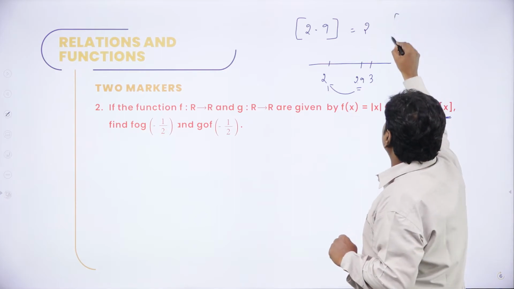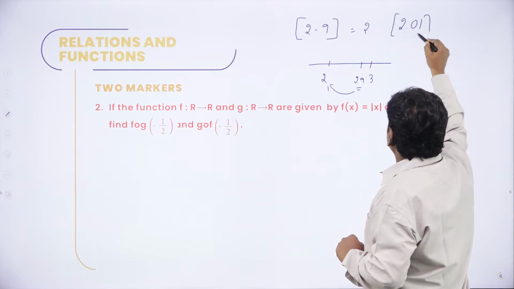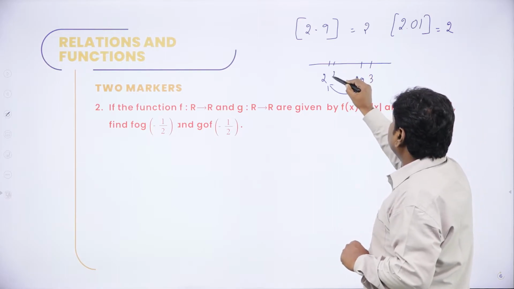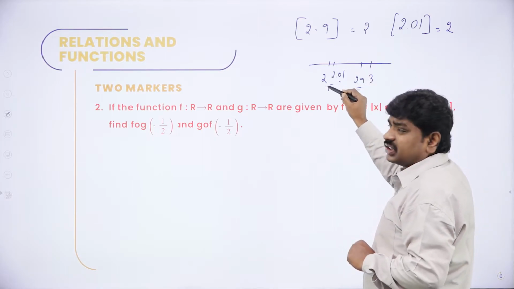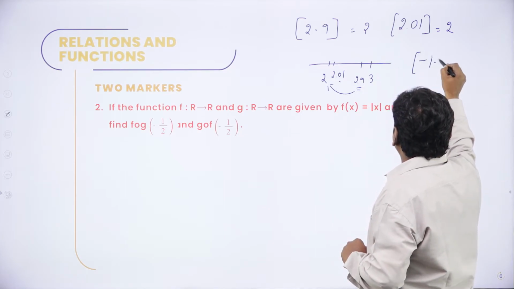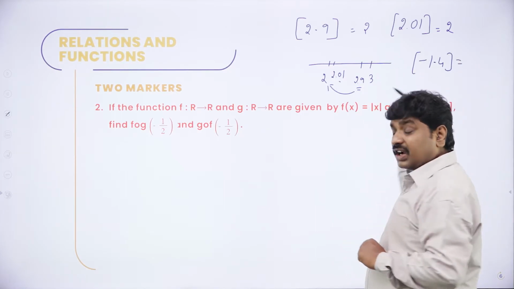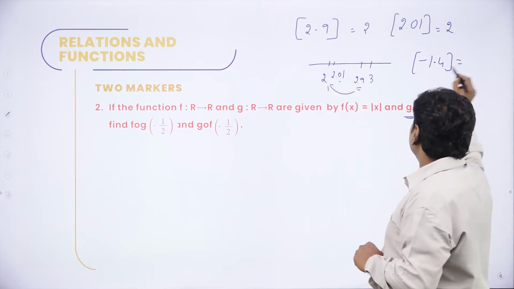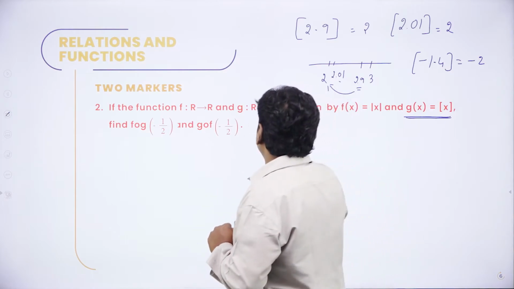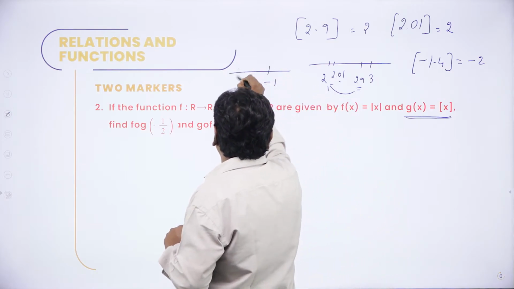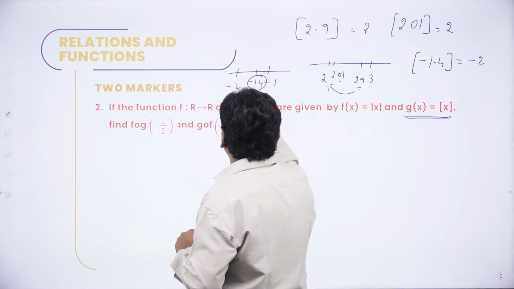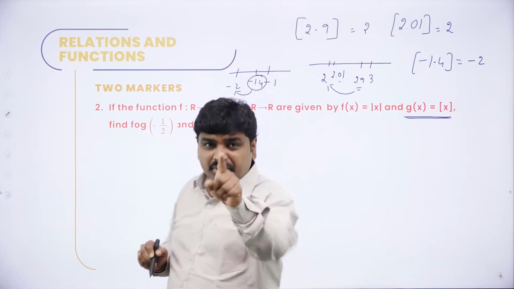And square bracket 2.01 means what? Greatest integer of 2.01 is also 2. So 2.01 is here, an integer which is near and less than this is this. And if I take negative minus 1.4, an integer near and less than minus 1.4 is minus 2. Negative numbers: on the number line we will have minus 1 here, minus 2 here, minus 1.4 is somewhere here. An integer which is near and less means we should go back. This is a basic you should know.